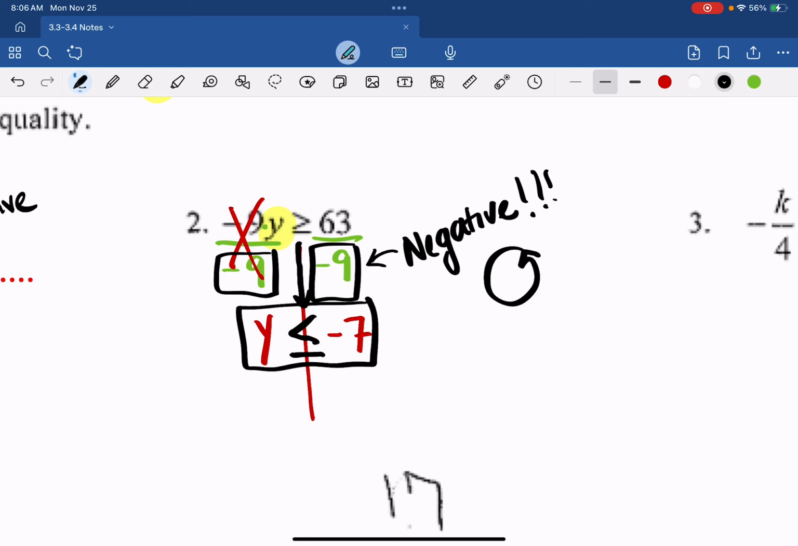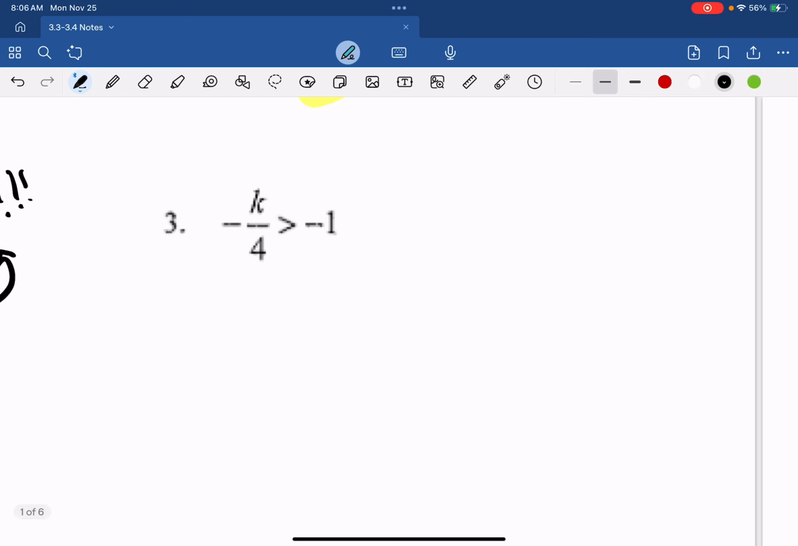Okay, so I draw my number line, start with a negative 7 in the middle. I go one number on either side. And now I got to figure out what kind of a dot I'm going to have. I'm going to have a closed dot, and I am shading to the left, where y is less than negative 7.